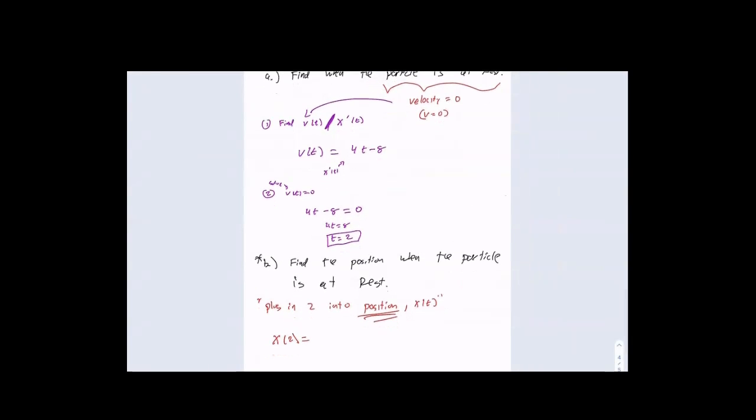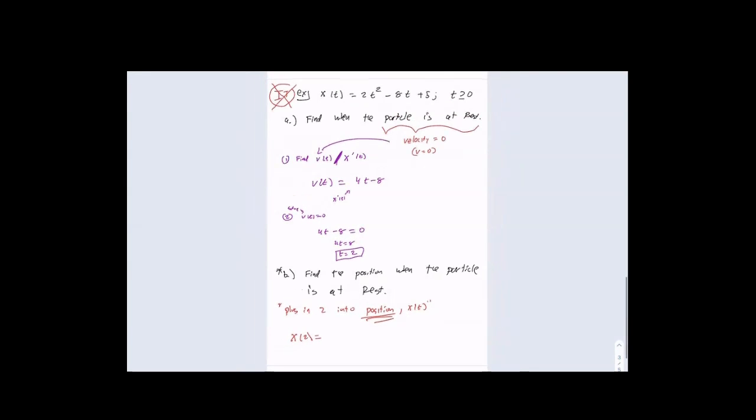So what I have to do is figure out when the particle is at rest, and then take my answer and plug it in. So it's like a two-step problem. I first need to find t. So I have to find velocity, set velocity equal to 0, and solve. And then take my answer and plug it back in. It's like a circle of life problem. So x of 2 gives me 2 times 2 squared minus 8 times 2 plus 5. That is 8 minus 16, which is negative 8, plus 5, which equals negative 3.